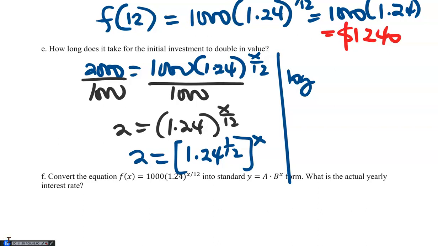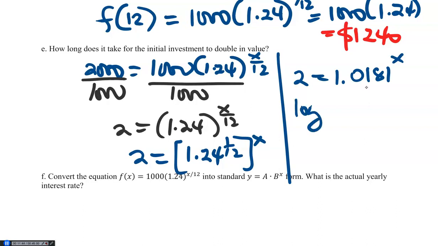Or let's first simplify 1.24 raised to 1/12. That is, using your calculator, 1.24 raised to 1/12 is 1.0181 to the power of x. Now rewrite this in log form.